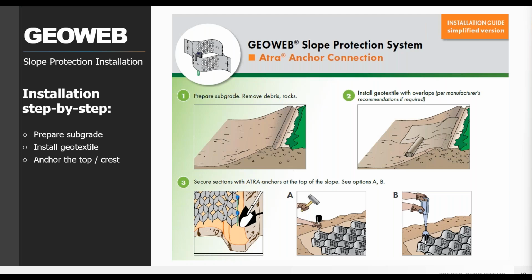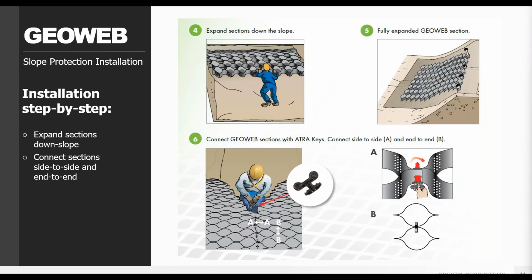Here's a quick overview of the installation process for a slope system with anchor stakes. First, prepare the subgrade, install a geotextile if it's part of your design, from crest to toe, then anchor the GeoWeb at the crest, noting that horizontal turn at the top. Expand the sections down slope, connecting side to side as possible on the crest, and then throughout the remainder on slope.